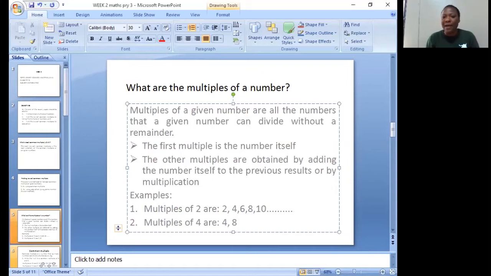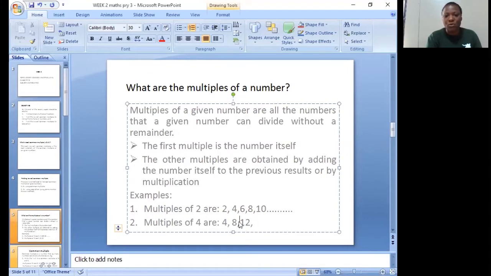Multiples of 4 are 4 itself. Then we say the other multiples are obtained by adding the number itself to the previous results. So I have 4 itself first, then an addition of itself to that 4 that I've written. So I will say 4 in my brain: 5, 6, 7, 8. So I have 8. The next one, 8 in my brain: 9, 10, 11, 12.